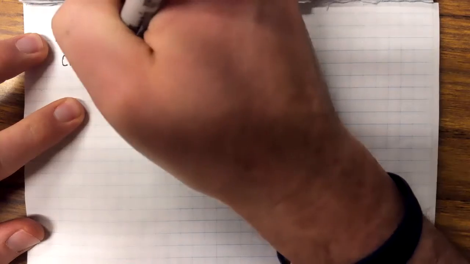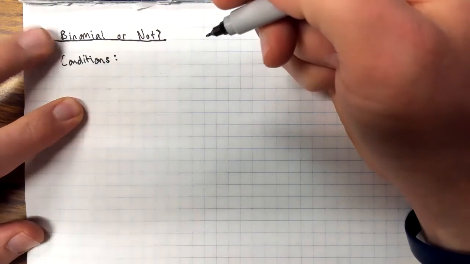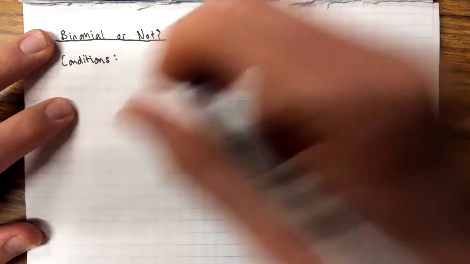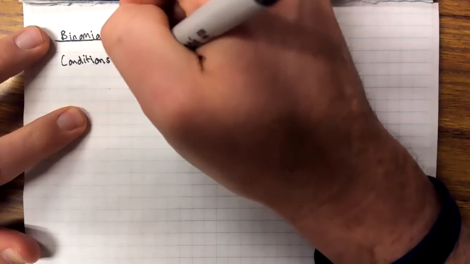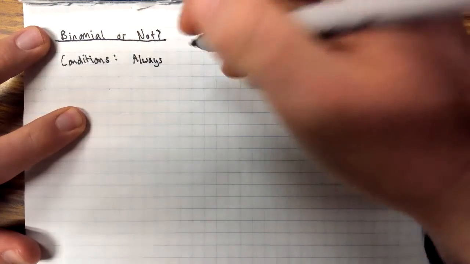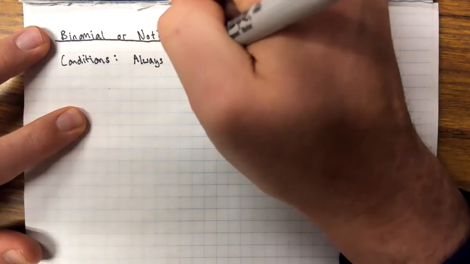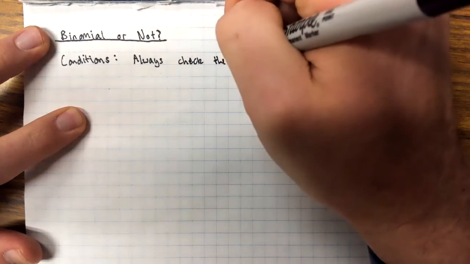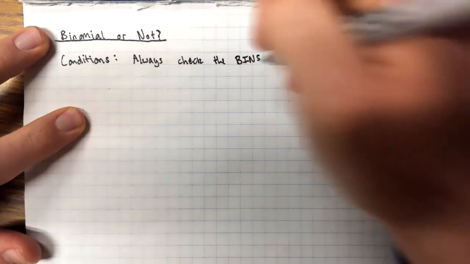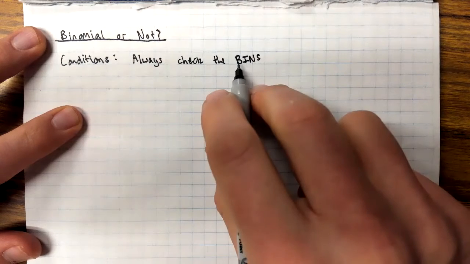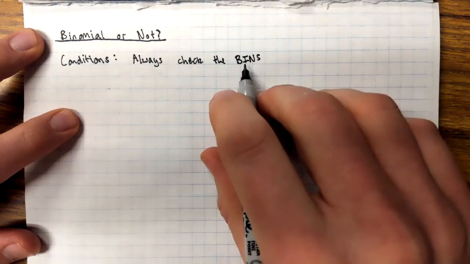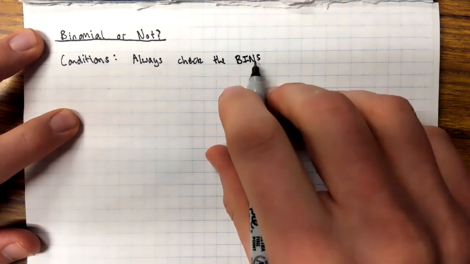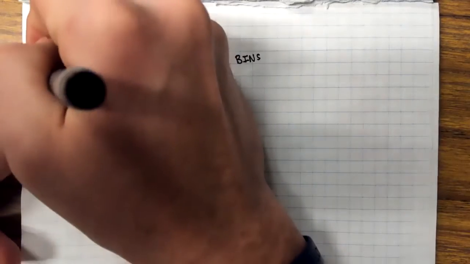These conditions really break down in a nice little acronym when you're thinking about binomial, because it starts off with the letters BIN. So a fantastic way to remember these conditions is: in order to be binomial, you always check the bins. The bins, B-I-N-S. It's a fantastic way of remembering what the conditions are for being a binomial random variable. So I'll list each condition, give you a brief example, and I think that should be good enough for this video. So the B stands for binary.